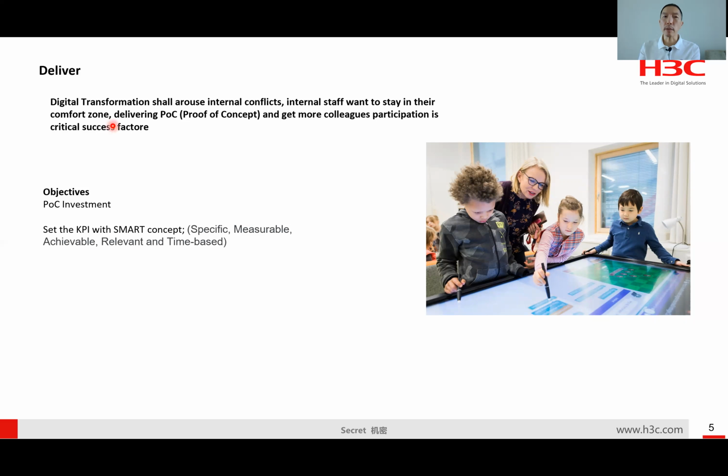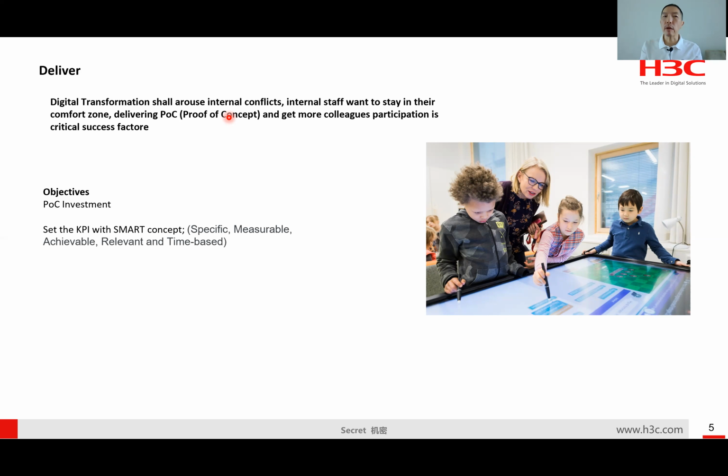In digital transformation, there are always internal conflicts, because most of the internal staff are staying in their comfort zone. They don't want to make any changes, like the teachers or even the students. But of course the students are quicker learners. Most of the adults, or even the school staff, may be a little reluctant to change. So how we can get colleagues to participate in this digital transformation is also a critical success factor.